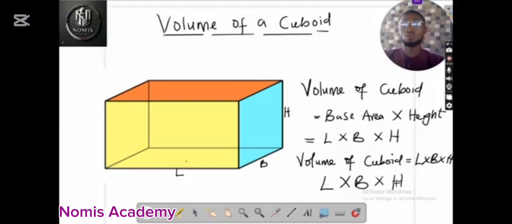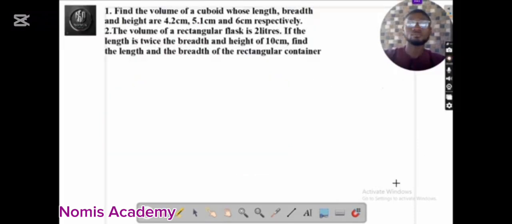So let's take some examples and see. Question number 1 says, find the volume of a keyboard whose length, breadth, and height are 4.2 centimeter, 5.1 centimeter, and 6 centimeter respectively. So let's take the questions one after the other and solve it.